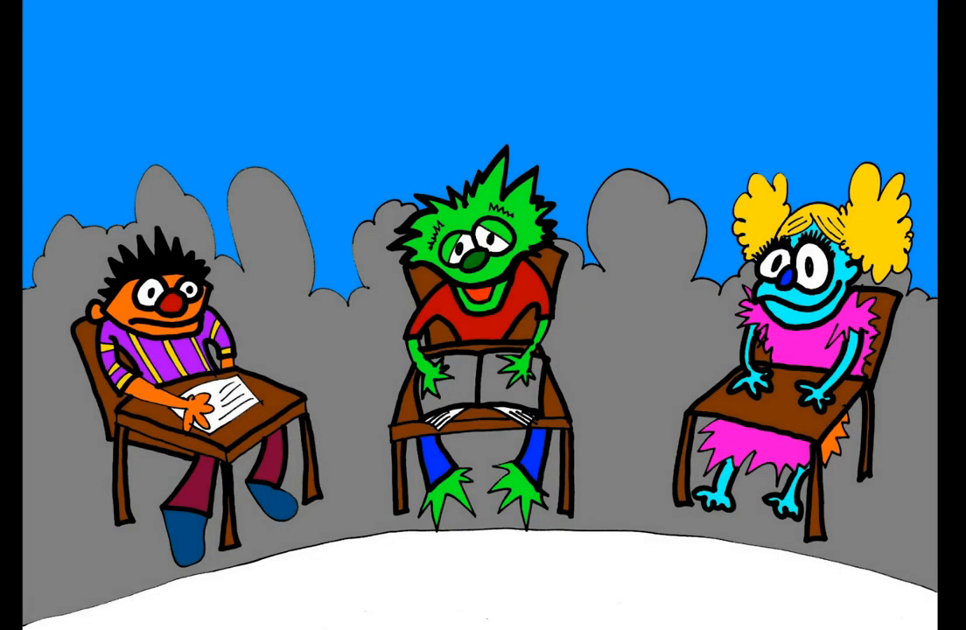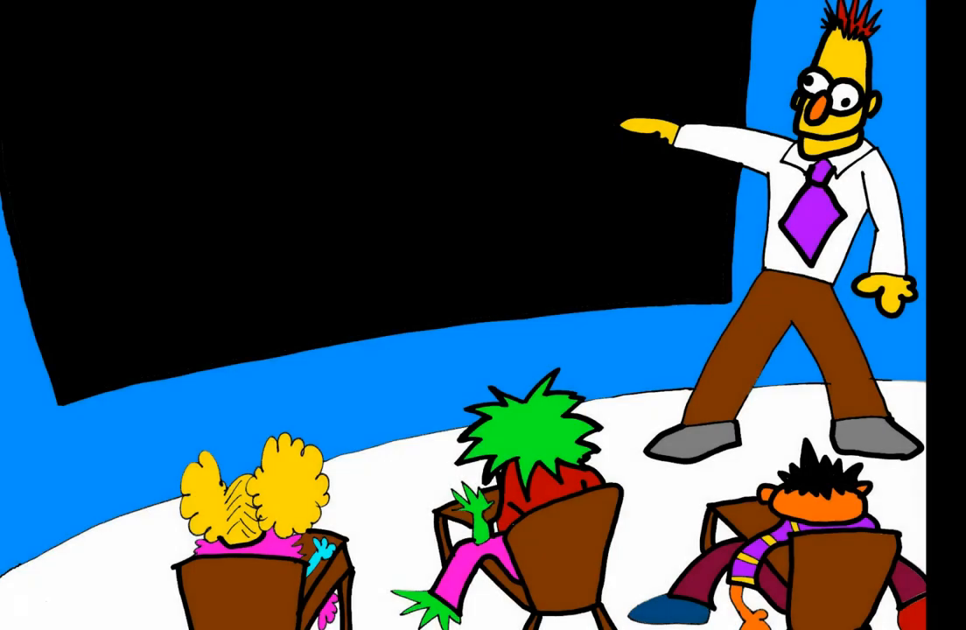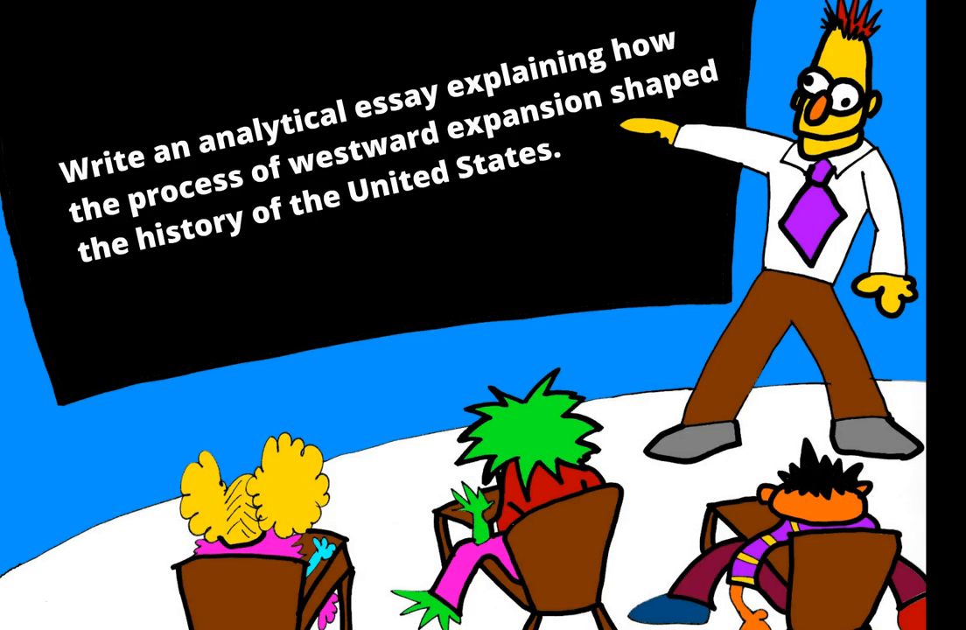Let's say that you're taking a college-level history survey course on the history of the United States, from the arrival of Europeans to the Americas through the American Civil War. You've passed the midterm and are in the second half of the semester, when typically it's time to start focusing on a larger research or term paper. Your professor gives you the following essay prompt. Write an analytical essay explaining how the process of westward expansion shaped the history of the United States.